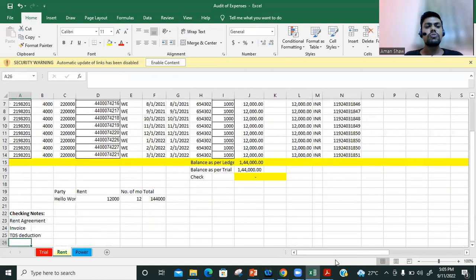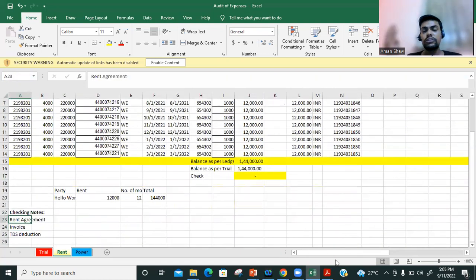And then you can write some checking notes as well, that you checked the rent agreement, you checked the invoices, you checked the TDS deductions, you checked the ITC availability also. And this is how you took full control of this expense. So I hope you got an idea of how you check a rent expense.